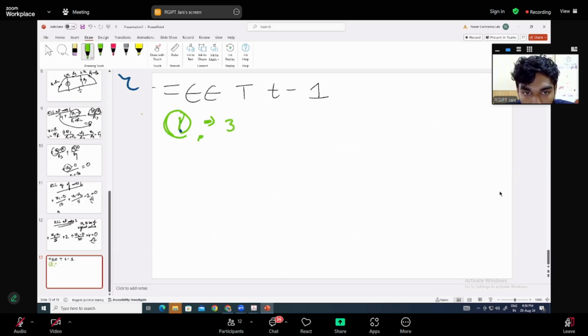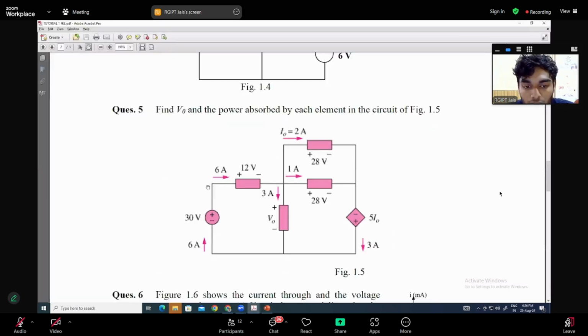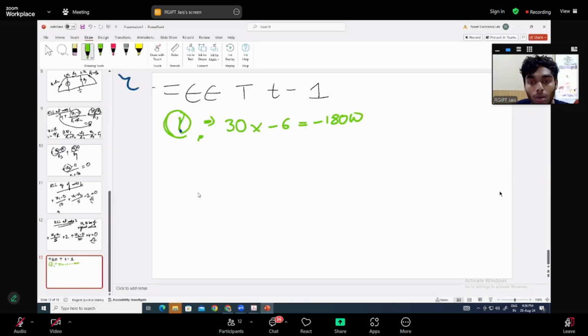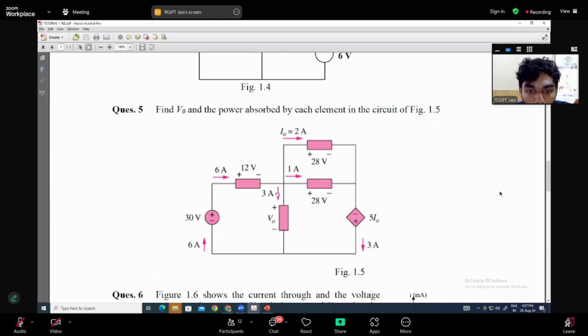for 30-volt, it's like 30 into minus 6 is equals to minus 180. We have taken minus because the current is going from negative terminal to positive. So minus 6 into 30 is equals to minus 180 watt. That's for power source 30-volt. And power for the 12-volt element, that is 12 into positive 6 is equals to 72 watt. We are done with this 30 and 12.